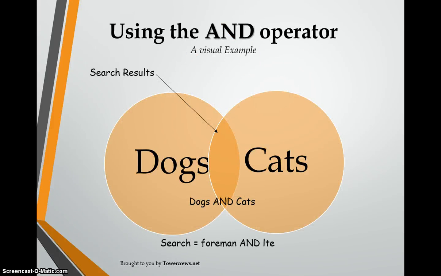Say you're searching for documents that contain both the words dogs and cats. You might use a search string that looks something like this. The keyword circles represent all the search results that contain that specific keyword. You will notice that by using AND, the search engine will only return results that contain both keywords, and is represented by the overlapping section of the keyword circles. You might use AND to source a foreman with LTE experience by using the search string foreman AND LTE.